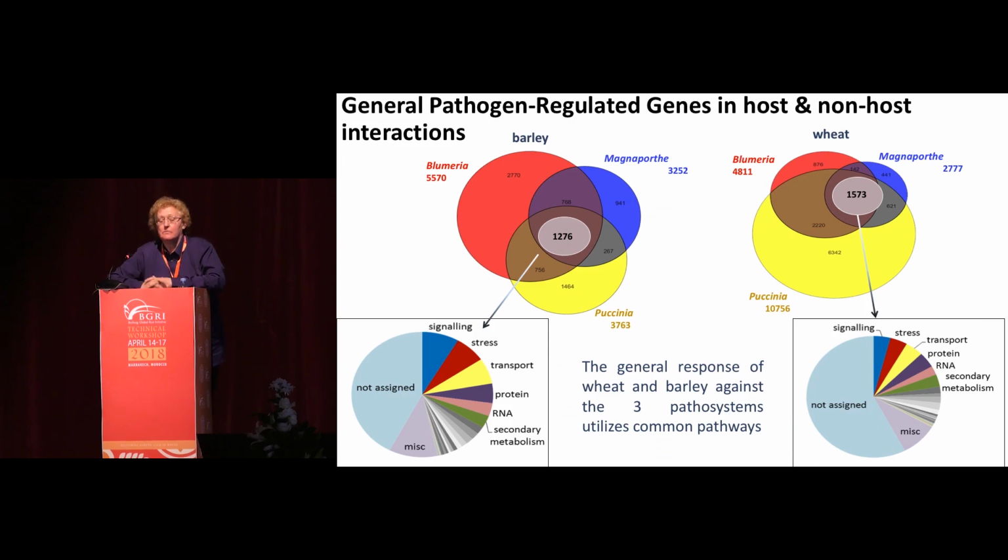So, what did we find? We found that yes, there was a common response in both wheat and barley to a pathogen, whether it was adapted or not, in all three pathosystems. There's a lot of data here, but basically there's a significant number of genes which are commonly regulated, and there are no surprises. They're the general defense-related genes, cell wall-associated genes, and stress genes.